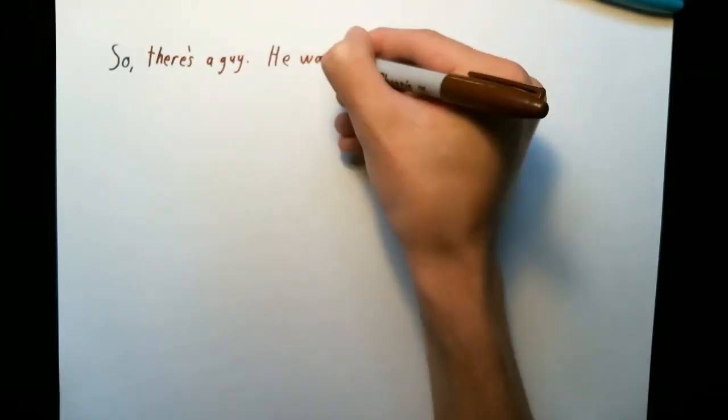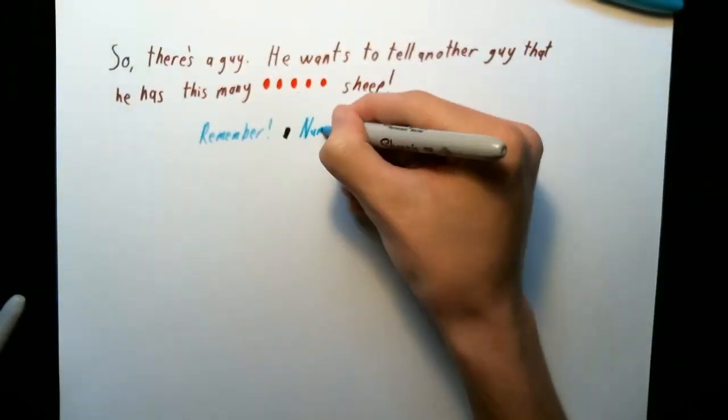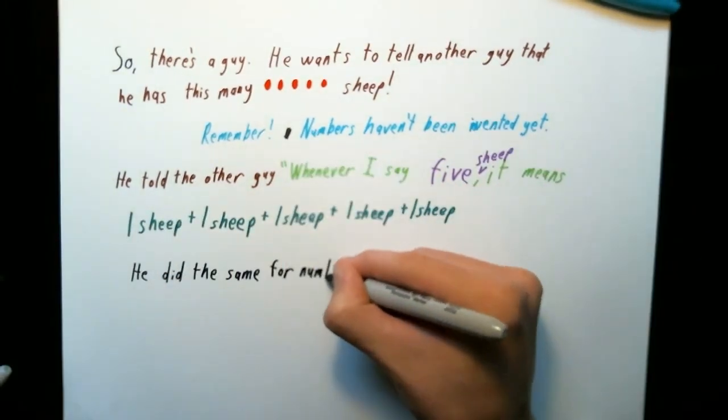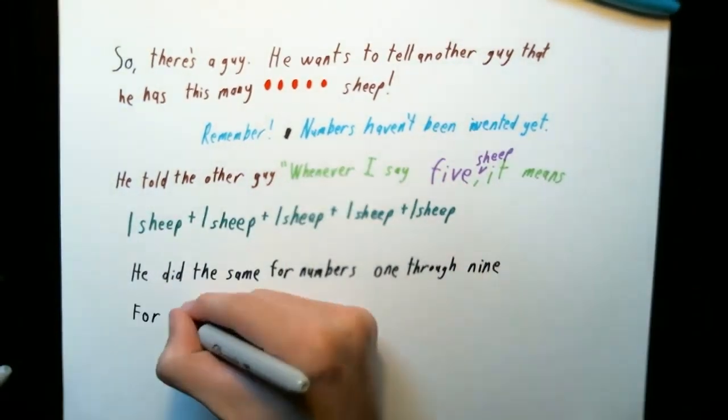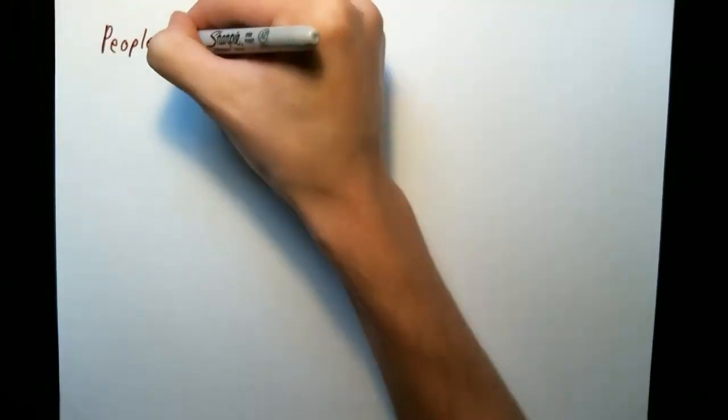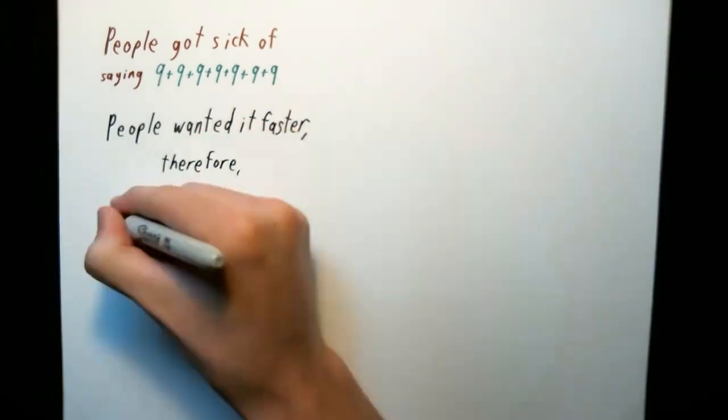So, there's a guy. He wants to tell another guy that he has this many sheep. Guy said, whenever I have 5 sheep, it means I have 1 and 1 and 1. He did the same for numbers 1 through 9. For numbers like 1 plus 1 plus 1, he would say 9 and 6. People get sick of saying 9 plus 9.